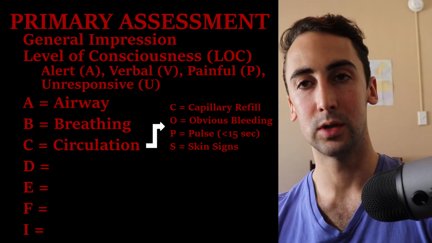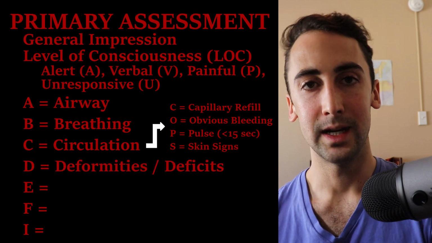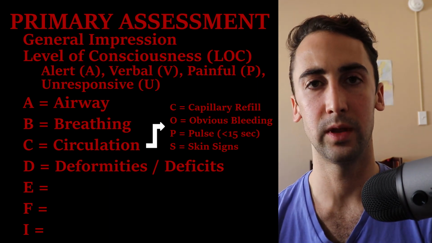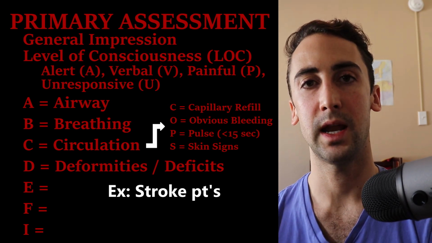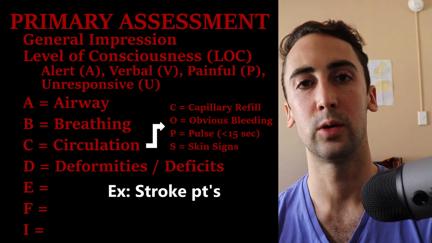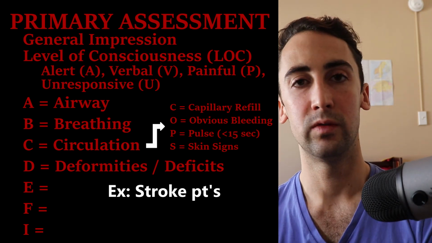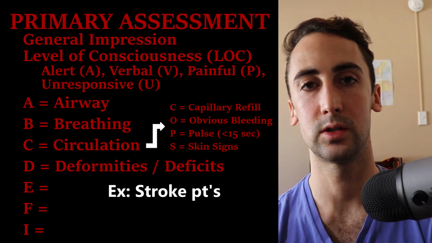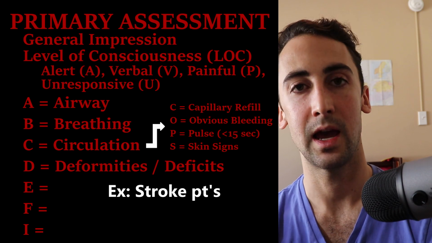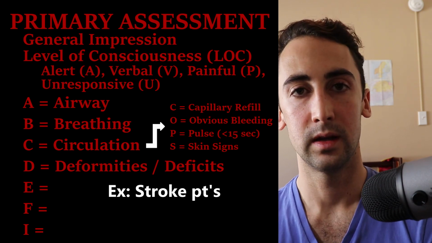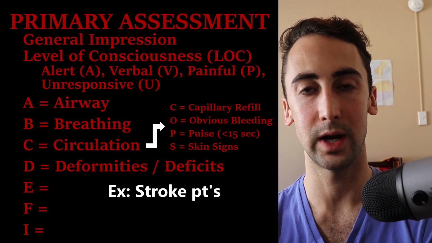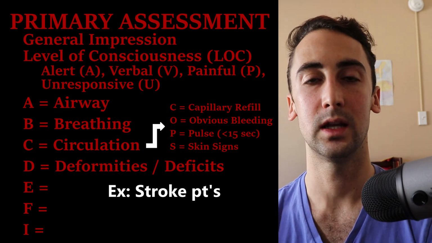We're going to move on to D, which is going to be looking at deformities and deficits on our patient. And this particularly falls under a lot of people that have had previous strokes. So they might have, let's say, left-sided deficits because they had a stroke on the right side of their brain, where they can't move their left side as well as their right. So typically we can ask the patient or family member, does the patient have any deficits from stroke? We're not going to ask the patient if they have any deformities straight up. We're just going to be scanning their body and checking for that.